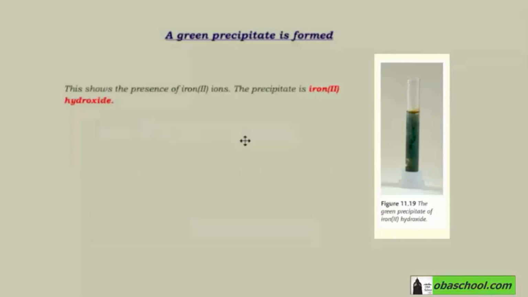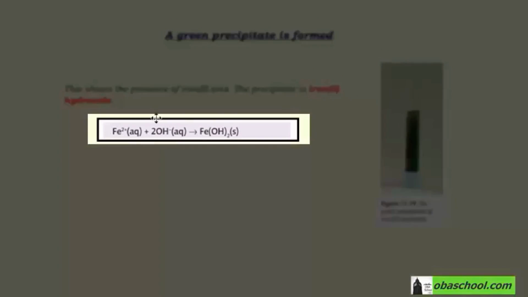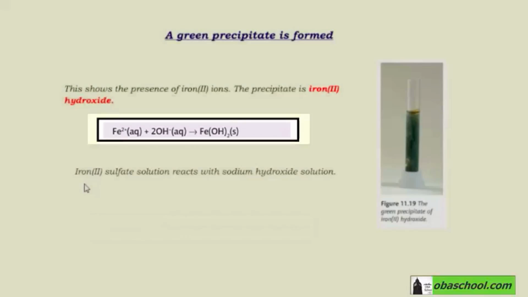The ionic equation for this reaction is ferrous plus hydroxide reacts to give ferrous hydroxide solid, which is the precipitate. Ferrous sulfate solution reacts with sodium hydroxide solution. This ionic equation is formed because iron sulfate and sodium hydroxide reacted together.